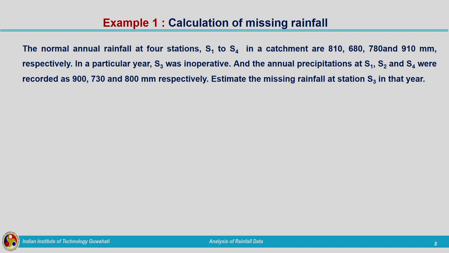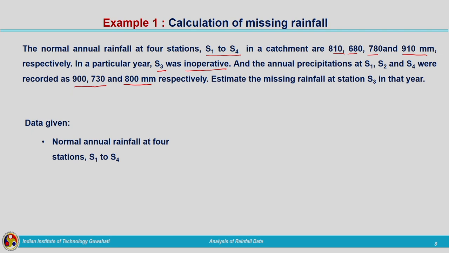That is the question, let me read out first. The normal annual rainfall at four stations S1 to S4 in a catchment are 810, 680, 780 and 910 millimeters respectively. In a particular year, S3 was inoperative, and the annual precipitation at S1, S2 and S4 were recorded as 900, 730 and 800 millimeters respectively. Estimate the missing rainfall data at station S3 in that particular year.